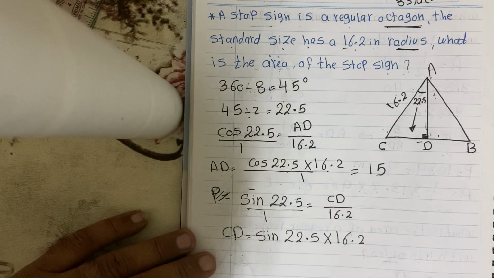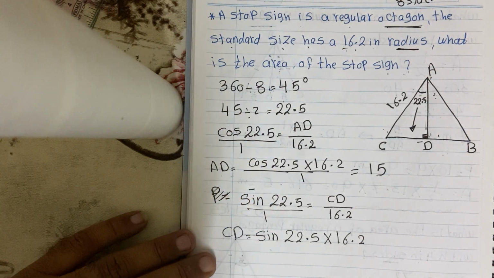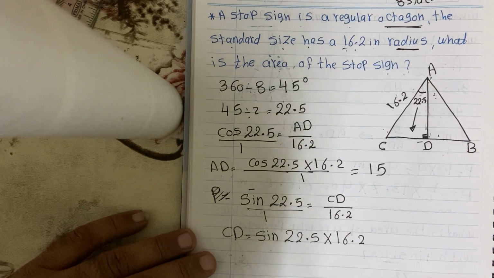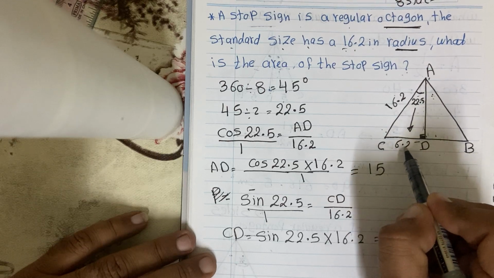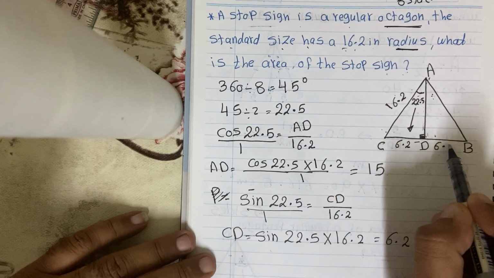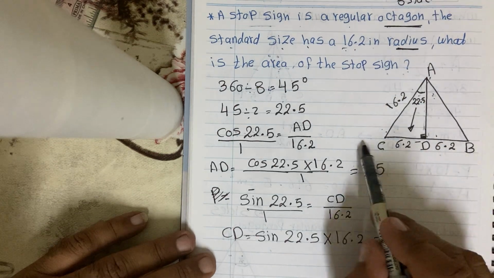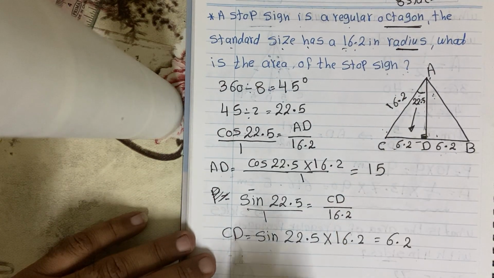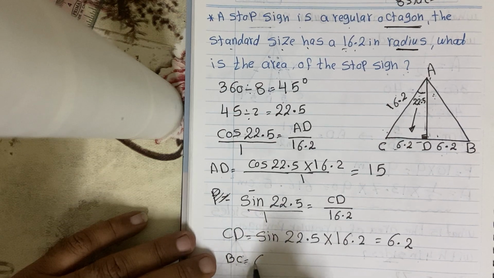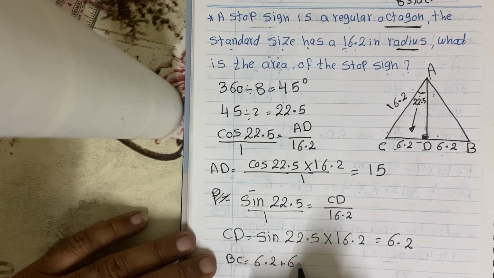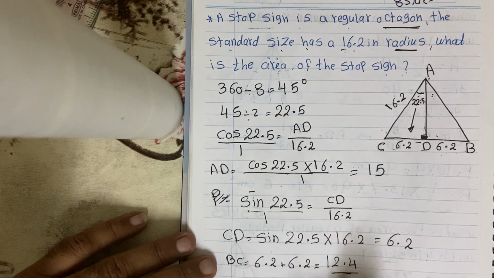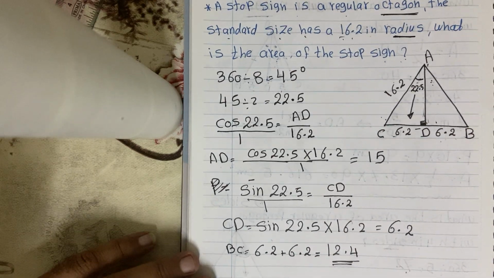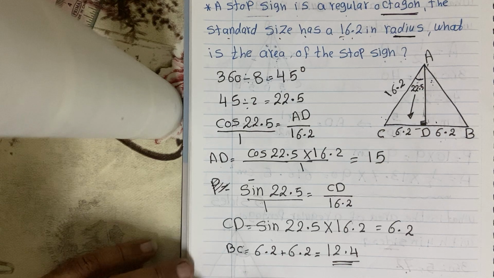Sine 22.5 times 16.2 is approximately 6.2. So this part is 6.2, and the other part is 6.2 also. So the side BC is the whole side, 6.2 plus 6.2, which equals 12.4. Now we have the side of the octagon.